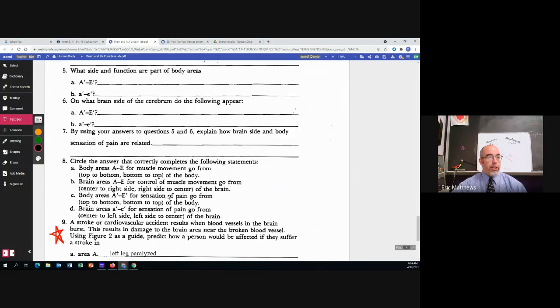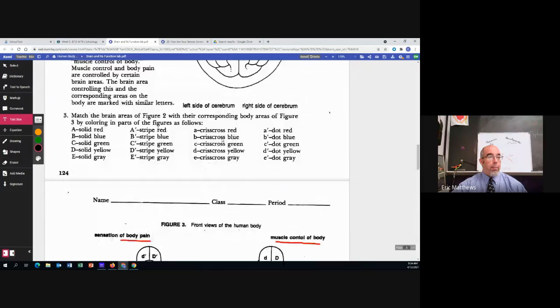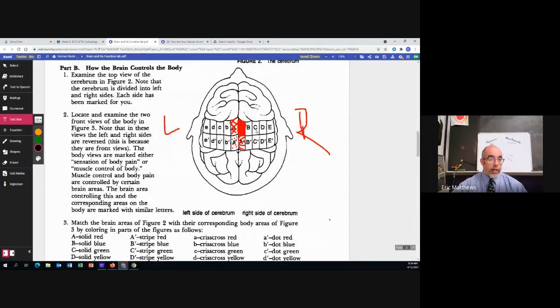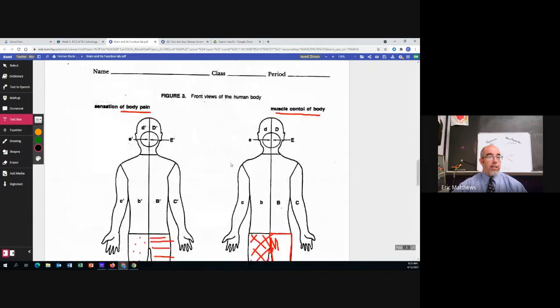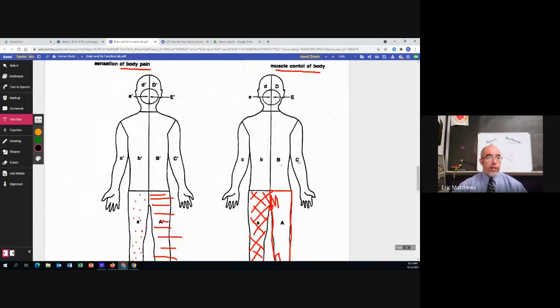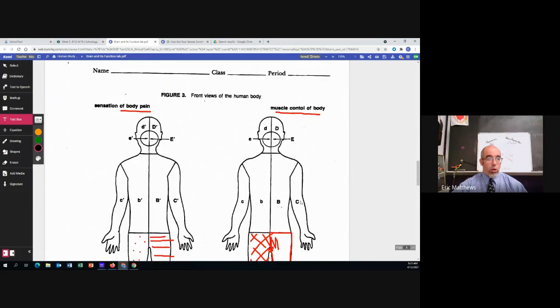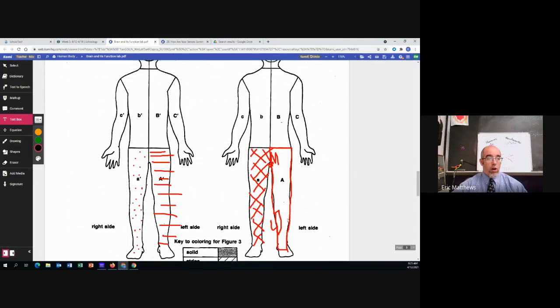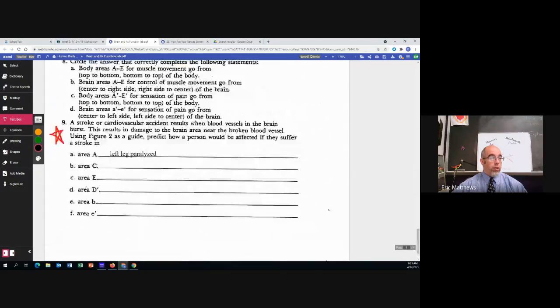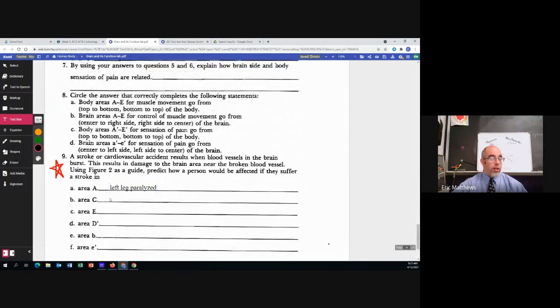And then you can come up and check out figure C. Capital C is right here. And if we check this diagram, capital C is muscle control of the left arm. So then this would result in the left arm being paralyzed.